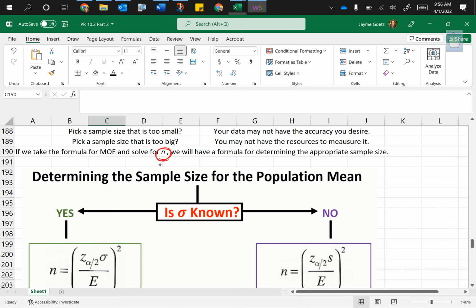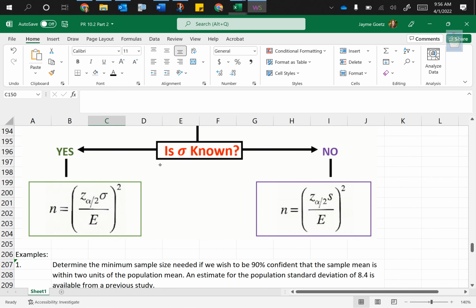Now, I thought about it. I could sit here and make you actually do that, give you the formula for margin of error and say we need to use some algebra and solve for n, but no, I think we're okay. Let's just look here. If I took my green box above and my purple box above and solved just the margin of error, not the whole thing, not x bar plus or minus, just the margin of error, for the sample size, here's what I get. If you know sigma, it's going to be z sub alpha over 2 times the standard deviation over E, error, squared. And purple is the same thing, but instead of standard deviation, that's sigma, we use s.